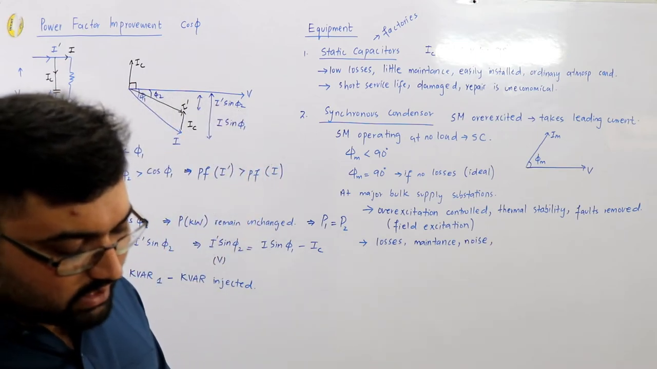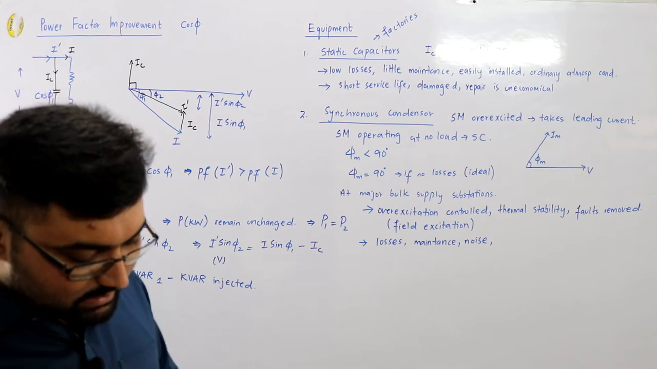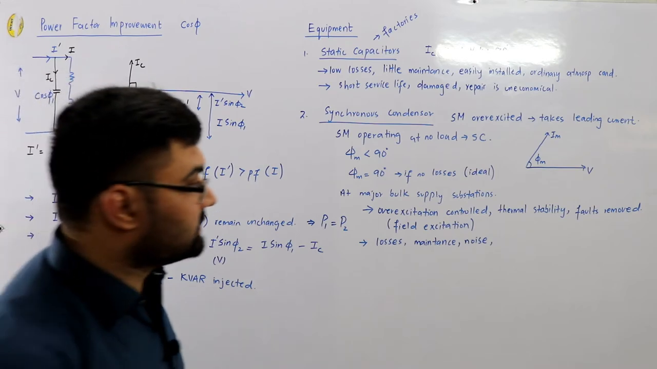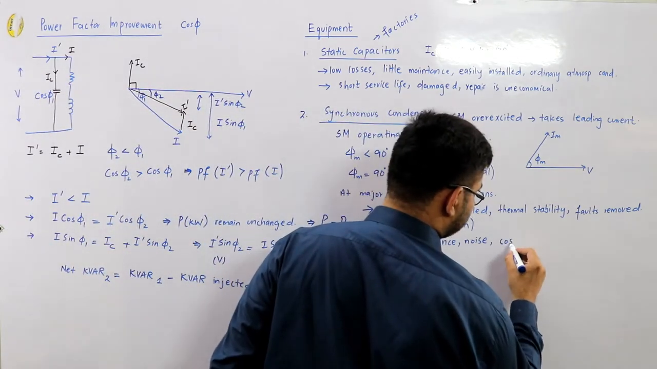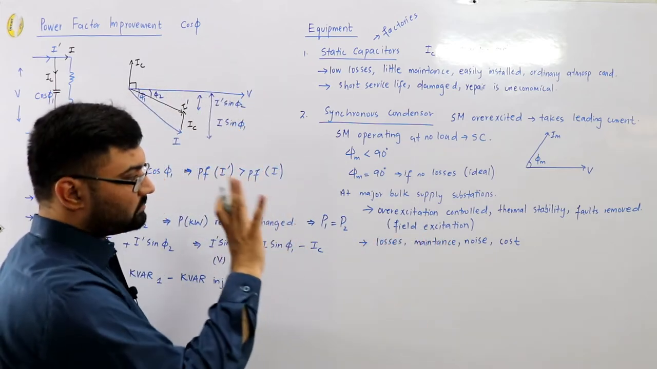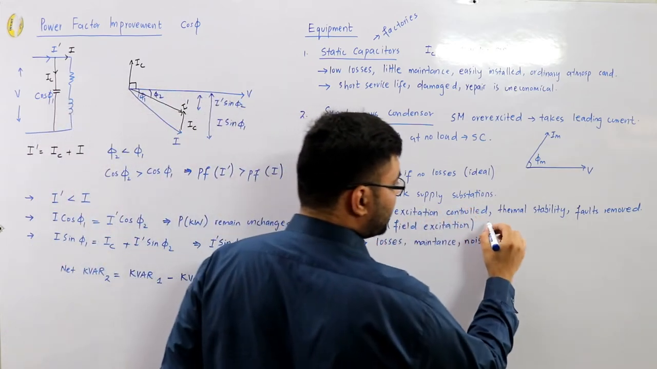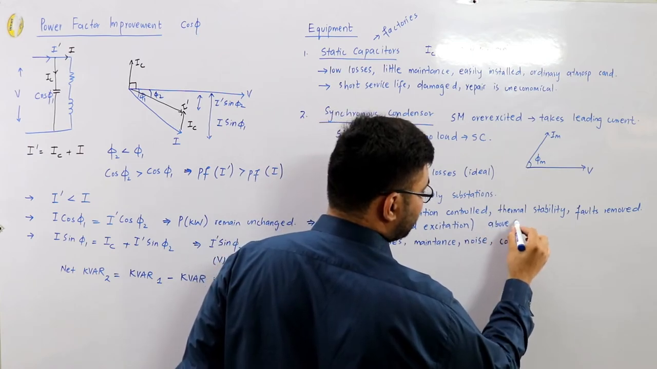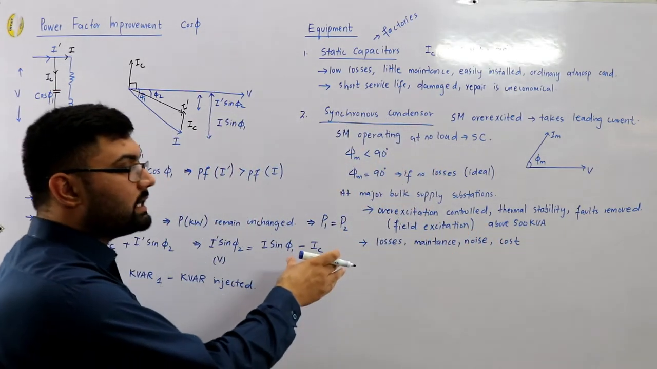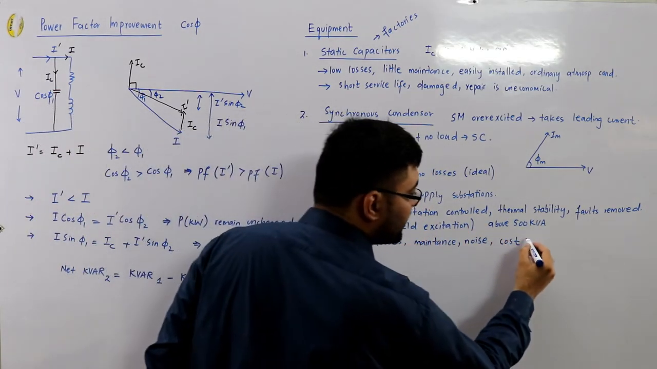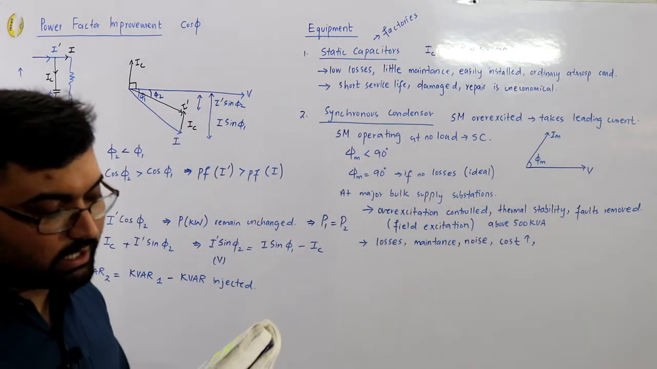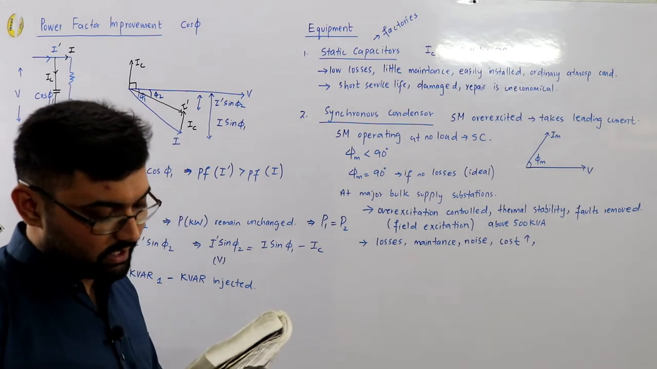Except in sizes above 500 kVA, the cost is greater than that of the static capacitors. So the cost is greater, and this is not economical. But when you go above 500 kVA, then this is good. So I would write it over here: above 500 kVA, it is good. Whereas the cost is high when the size is below 500 kVA.